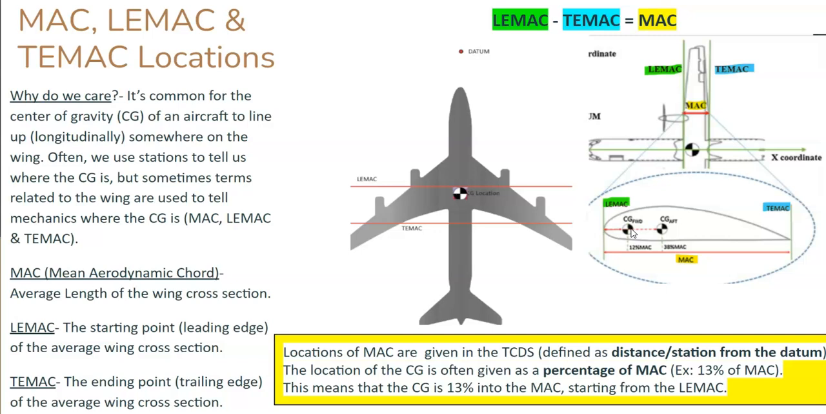Now again, I'm eyeballing this here, but you're going to see right here, this is about 12% of the MAC in this diagram, so 13% is slightly beyond that. So you know that your center of gravity is going to be right here. So visually, 13% of the MAC is 13% in, and we're starting from the leading edge. Notice we're not taking 13% and starting from the trailing edge and working in. We're starting from that leading edge and working in. So that's essentially what that means, and that's all you need to know about MAC, LeMAC, and TMAC.